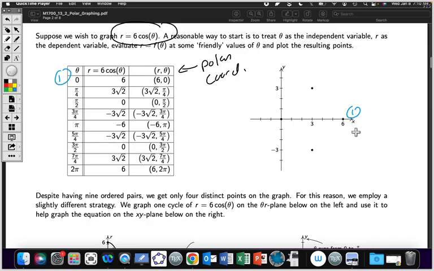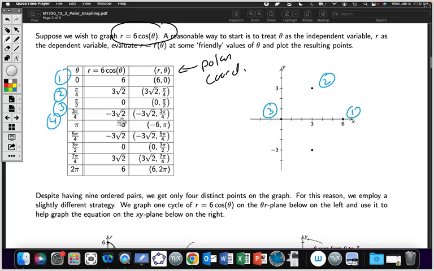that's point 1. Then at pi over 4, I get 3 root 2. So I'd go out 3 root 2 and rotate pi over 4. That's point 2. Point 3, when I plug in pi over 2, r is 0, which means I'm back at the origin. So that's point 3.